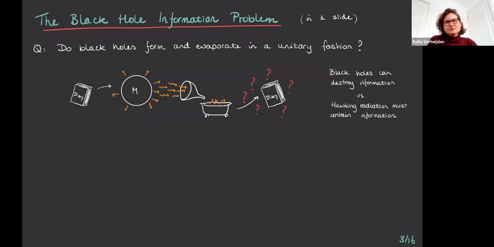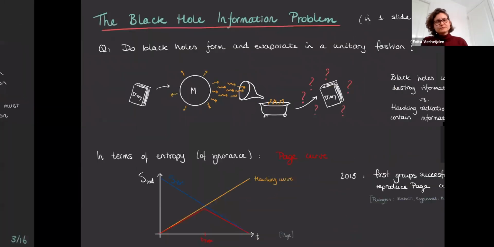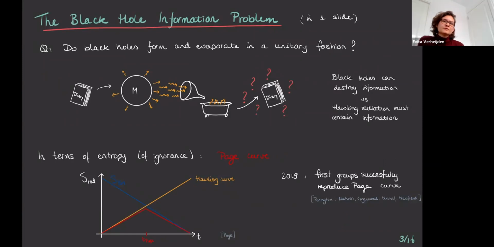A sharp formulation of this puzzle is in terms of entropy. One way to think of it is in terms of entropy of ignorance, where collecting the radiation semi-classically, or just from a gravity perspective, gives an ever-increasing entropy for this radiation. The black hole entropy, on the other hand, is decreasing. But if this process were to be unitary, we should end up with a pure state, and hence the entropy curve should actually go down. And the time at which this transition occurs is known as the Page time. So this was work by Don Page.